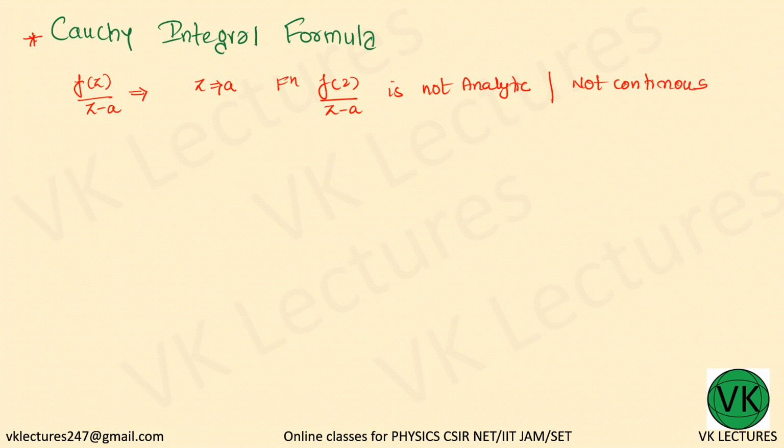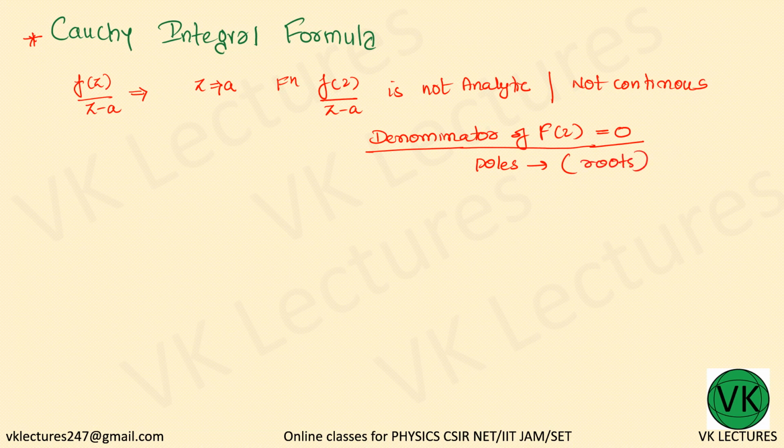Now how do you get this? We get it by putting the denominator of the function f of z equal to 0. Now we will get those points, or what you call the roots. So the poles will be there. They are called poles. Poles means the roots. So you get the roots. Those roots are nothing but the poles.